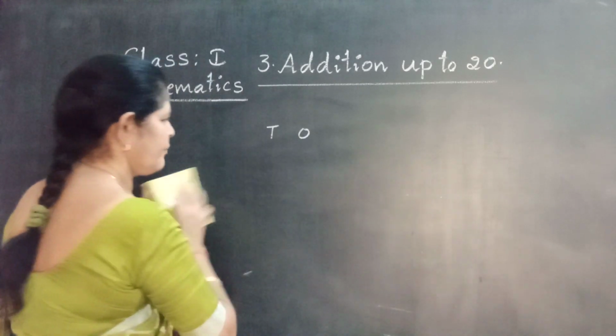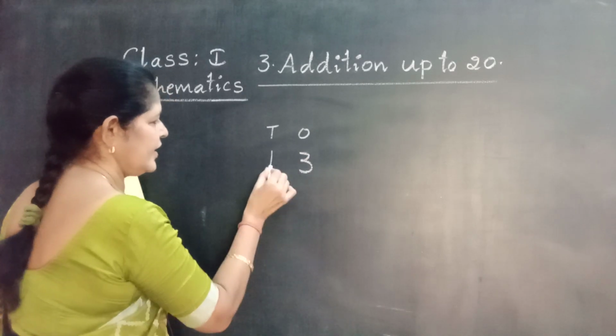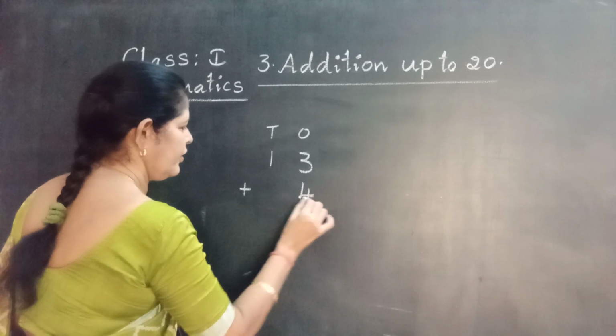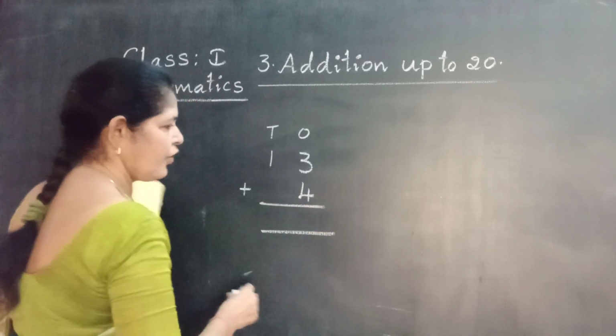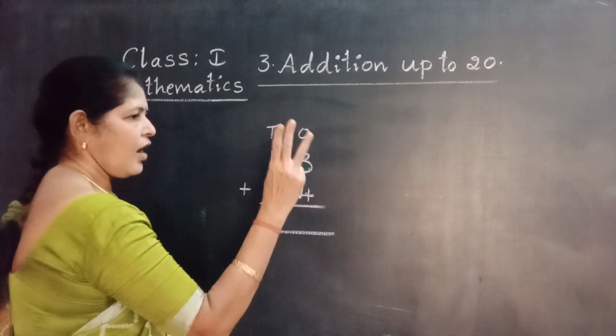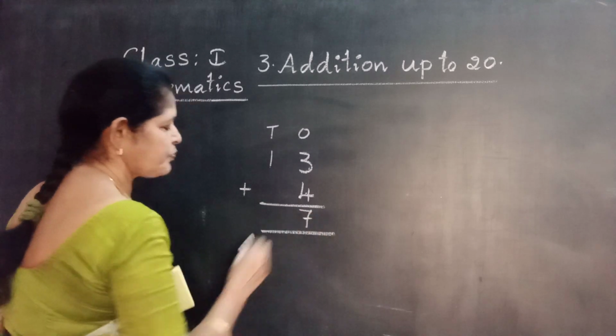Adding a 2-digit number with a 1-digit number. The 2-digit number is 13: 1 ten and 3 ones, plus 4. 13 plus 4. Adding the ones: take 3 fingers, 4 after: 5, 6, 7. 7 goes in the ones place.